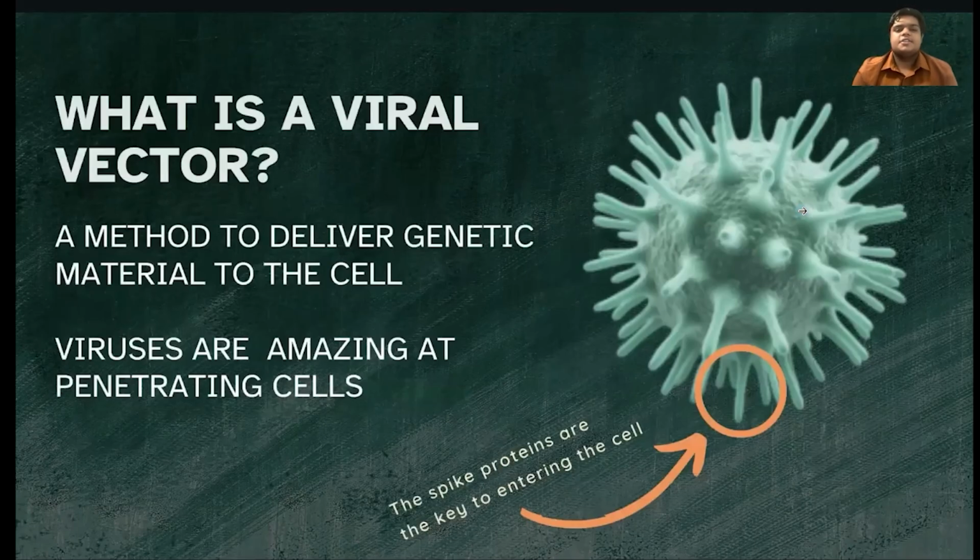What even is a viral vector? A viral vector is a method to deliver genetic material into the cell. Those little spikes on the sides of a virus are actually proteins that can unlock a cell, which is why viruses are so good at getting inside of the cell.